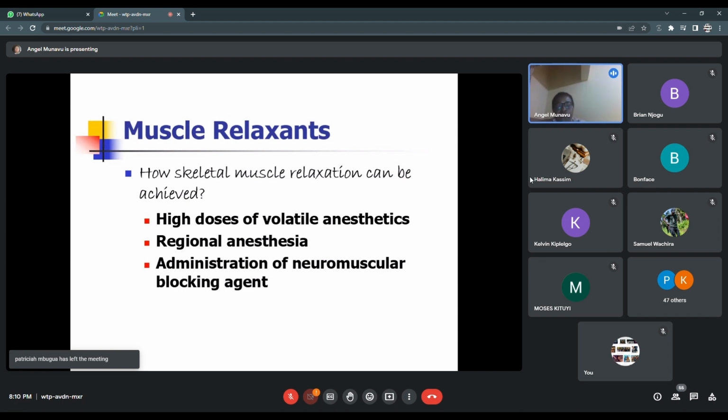And the other way you can do it is what we are discussing now. You can administer the neuromuscular blocking agents. So those are the three ways you can achieve skeletal muscle relaxation. Then something else we should know is that you cannot give muscle relaxant if the patient is not unconscious. Okay, so we say that muscle relaxants must not be given without adequate doses of analgesic and hypnotic drugs.